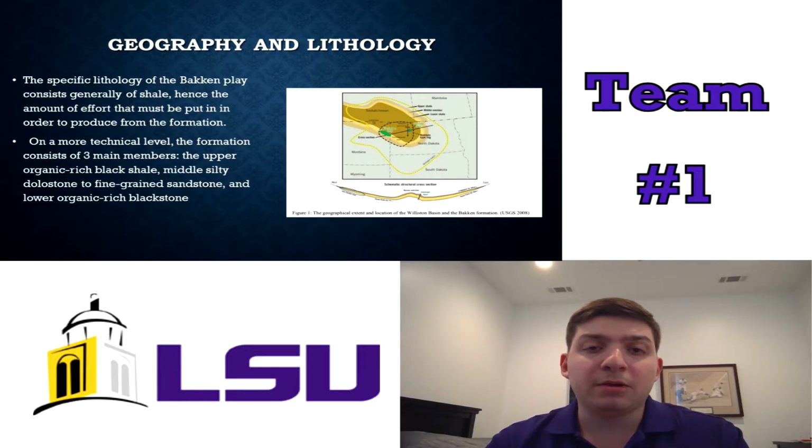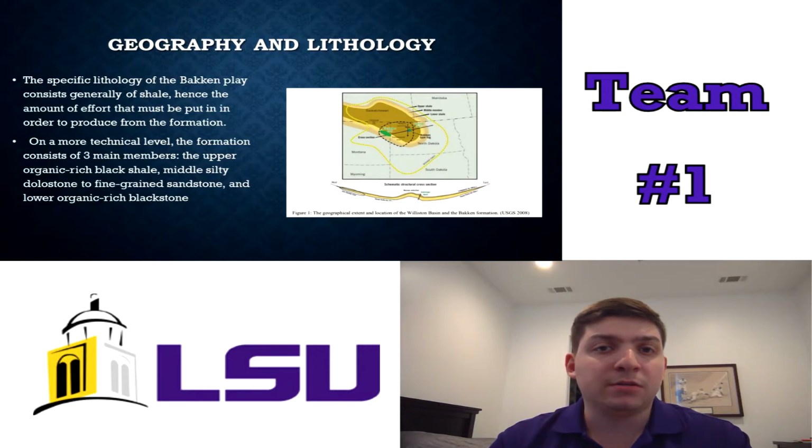The main thing to think about with the Bakken is that there are three main members: the upper, middle, and lower members. The upper and lower members are both comprised of a black shale-stone, very tight obviously. They both act as our trap rock, our seal rock, and our source rock as a matter of fact. The middle member itself is a composition of silty dolostone to fine-grained sandstone mixture. It acts as our reservoir rock, in other words, our pay zone. What's really important is that we have to drill from the side and use horizontal drilling and hydraulic fracturing in order to produce from this formation.